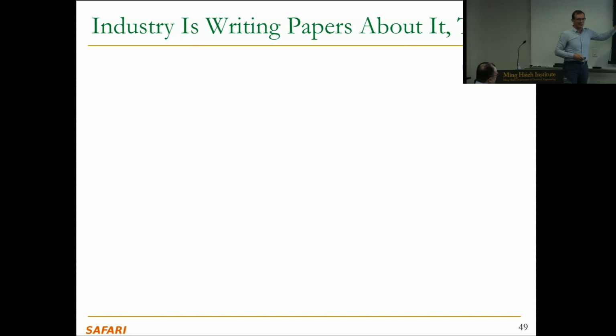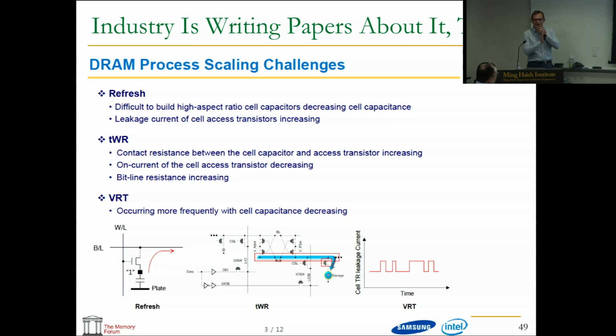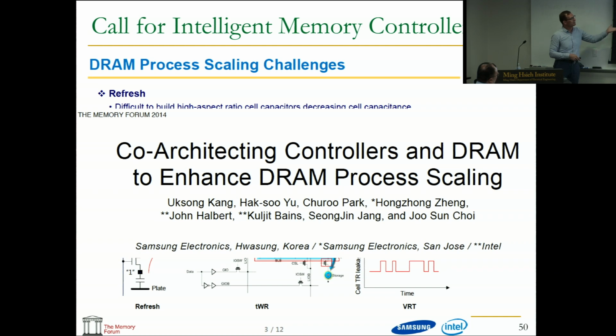So it's not just us, it's not just the academics. Industry is writing papers about it too. This is one of my favorites. It's written by two companies that don't normally talk to each other, but Samsung and Intel actually wrote this paper together where they said DRAM process scaling is getting much more difficult. Refresh is a problem, as we've discussed briefly. I'm going to go into this in a little more detail later on. And a good solution direction is having a slightly intelligent memory controller. Basically, the controller does some of the work to actually enhance the deficiencies of DRAM.